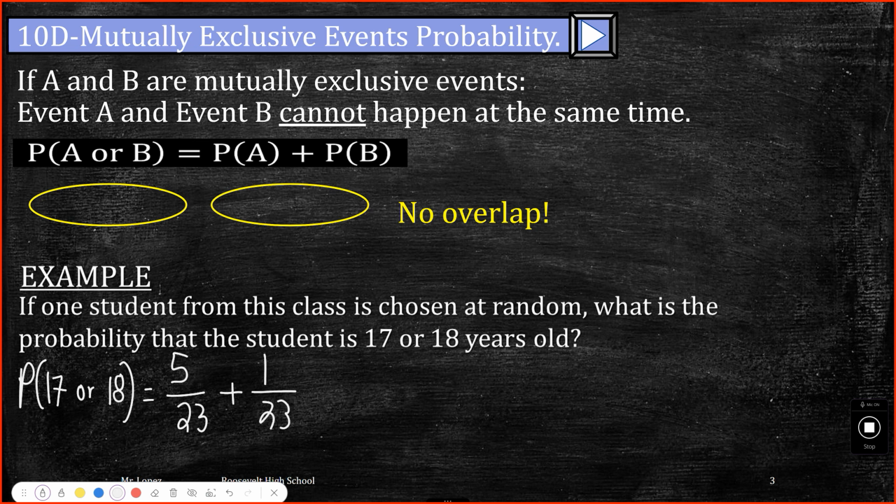Okay, so 17 or 18, what's the probability of 17 or 18? Add them up. Is it over 23? What is it? 6 over 23? So you can change that to a percent, and you get a percentage of that. Oh, you can turn it into a percent.